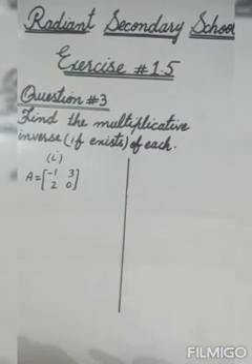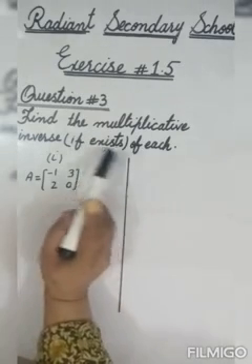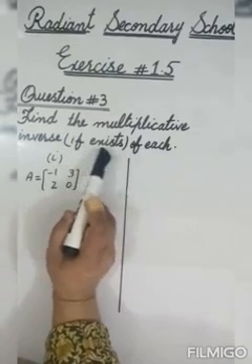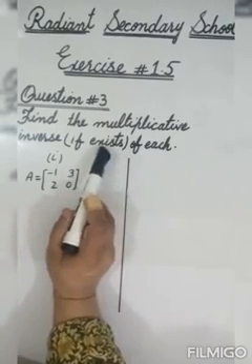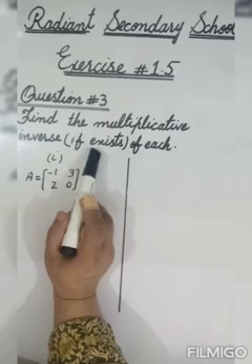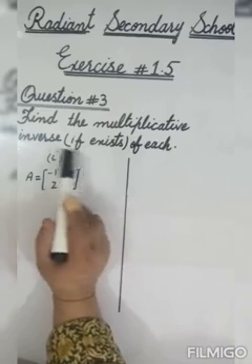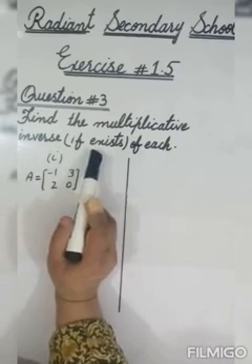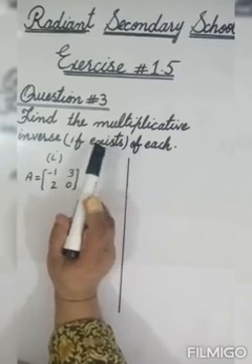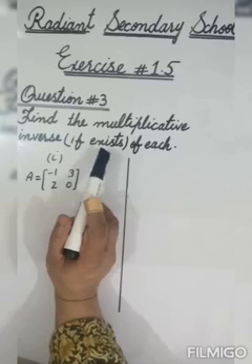Now there is question number 3. Students, question number 3 is very important. In this question we have to find out the multiplicative inverse, if it exists, of each. If it exists means, students, when the determinant of the given matrix is equal to 0, we are not able to find out the multiplicative inverse of the given matrix. Means for finding out the multiplicative inverse of the given matrix, the matrix should be non-singular.